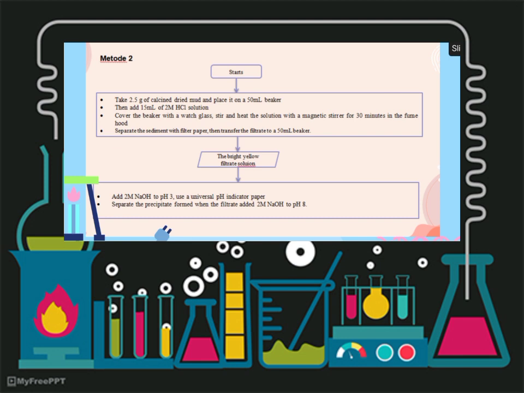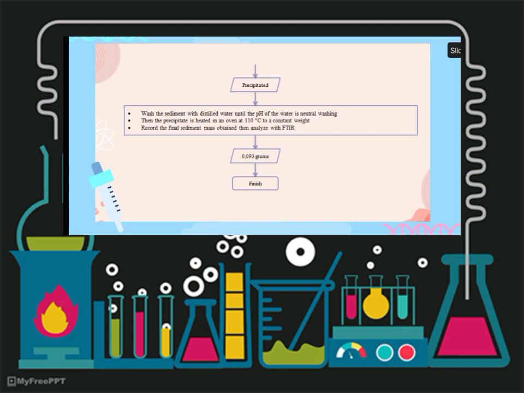Separate the precipitate formed from the filtrate. Add 2 molar NaOH to pH 8. Then wash the sediment with distilled water until the pH of the water is neutral. Then the precipitate is heated in an oven at 110 degrees Celsius to a constant weight. Record the final sediment mass obtained, then analysis with FTIR. 0.083 grams. Finish.